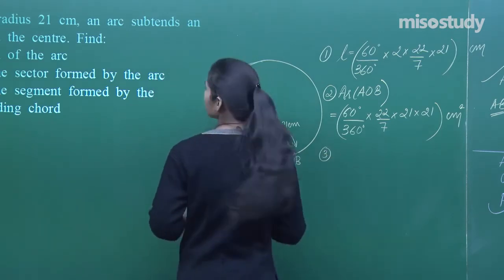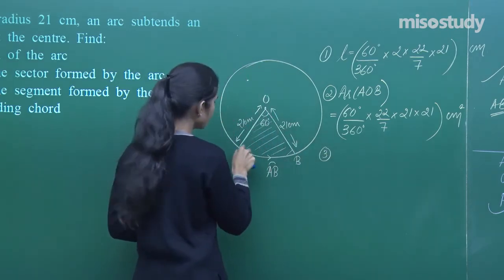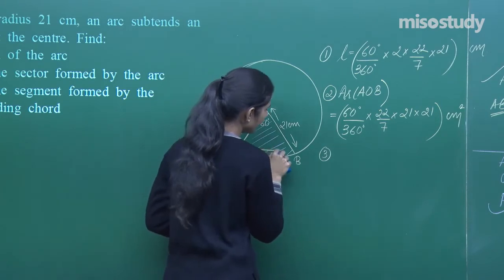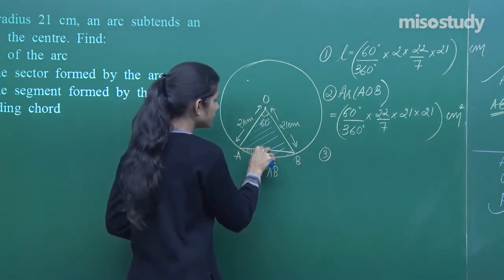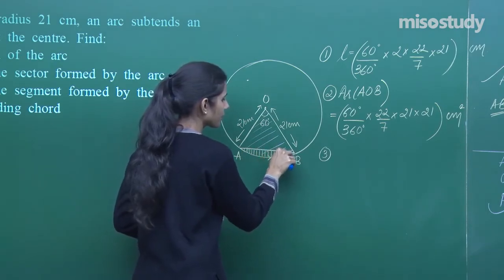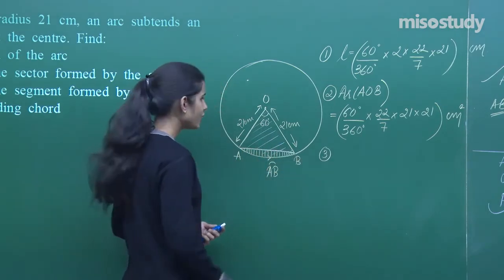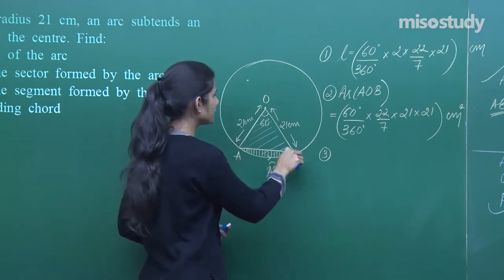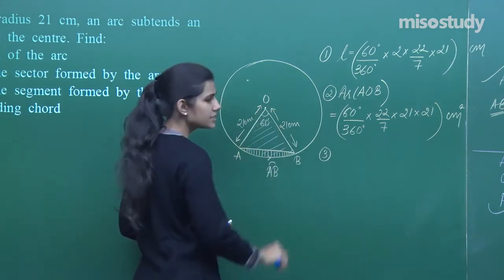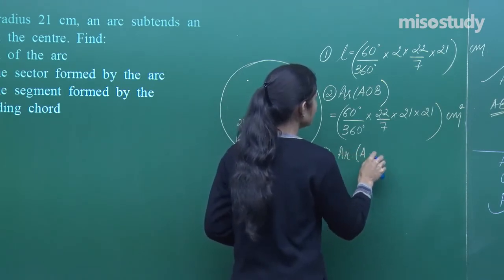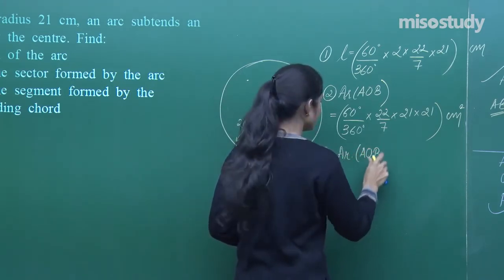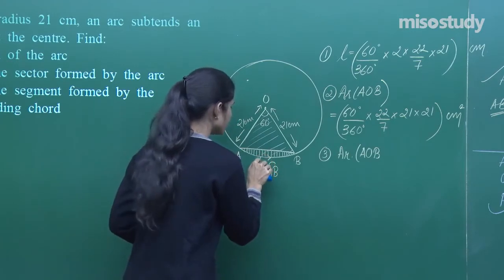Thirdly, area of the segment formed by the corresponding chord. So if I join A with B, this is chord AB, I have to find the area of this segment. Area of the segment is nothing but area of the sector minus area of this triangle. So area of the sector AOB, let me mark a point Q over here.